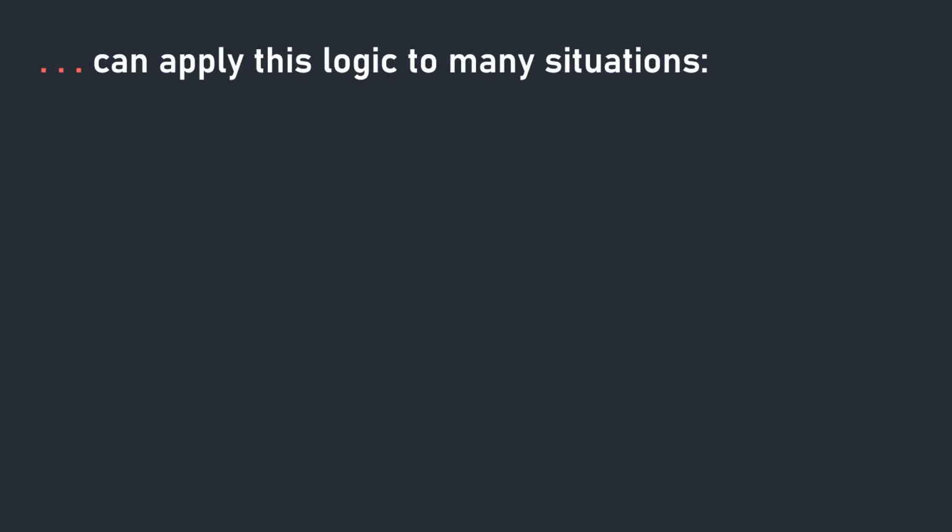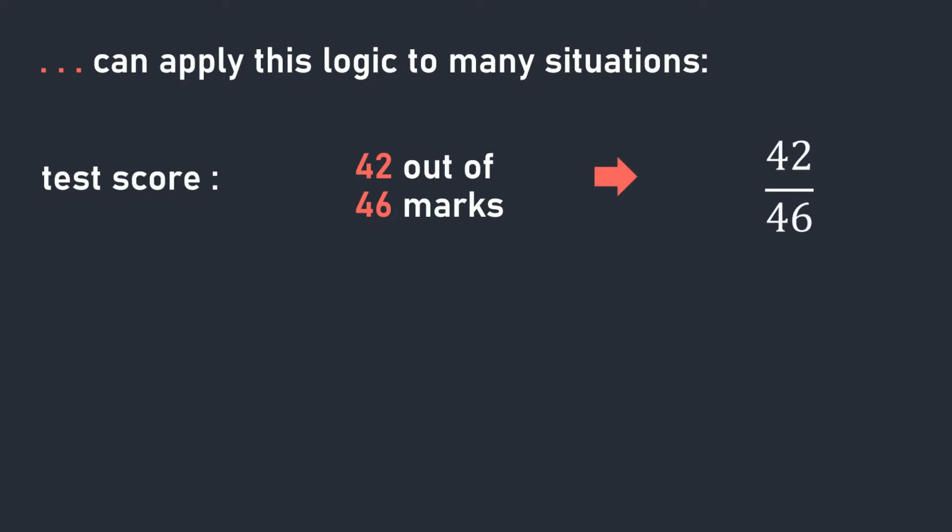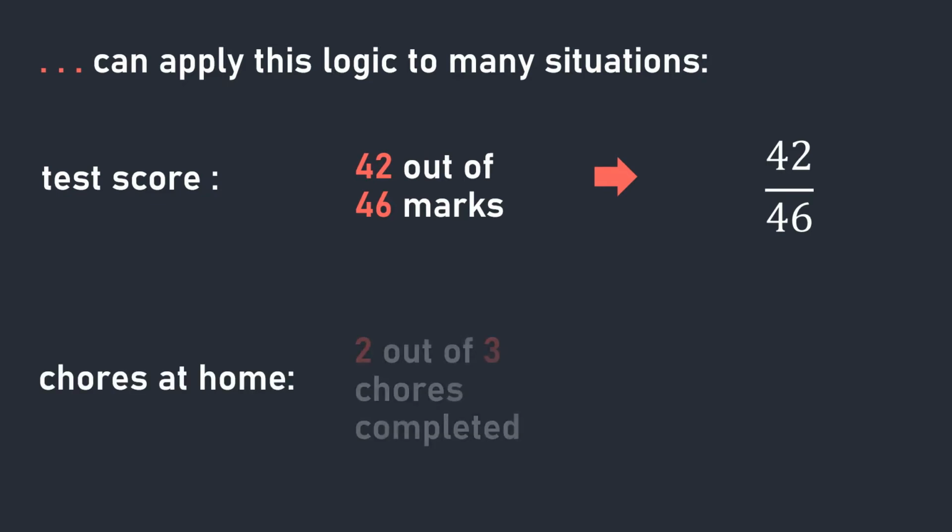Now, if you think carefully, you can extend this logic to many situations. Say you wrote a test, and let's say this test was out of 46 marks, and you scored 42 marks. Well, then your score expressed as a fraction would simply be 42 over 46, or 42/46. Same thing if you were to do some chores at home. Let's say you had 3 chores, and you've only completed 2. Then as a fraction, that would simply be 2 over 3, or 2/3.